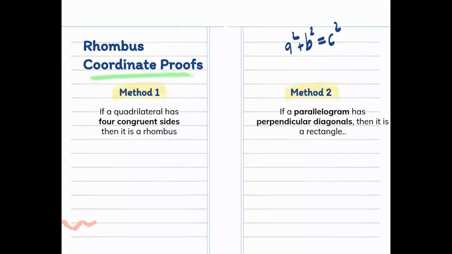We want to prove that something is a rhombus on a coordinate plane. We have several methods. I'm going to highlight two of them. Method one is my favorite method. It is to use the theorem, if a quadrilateral has four congruent sides, then it is a rhombus.